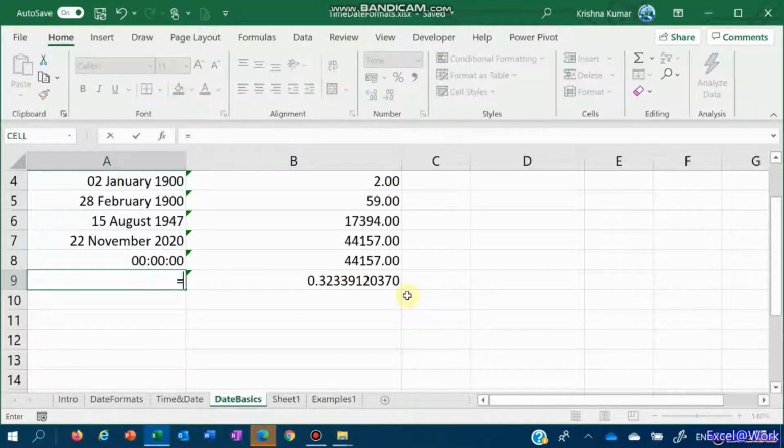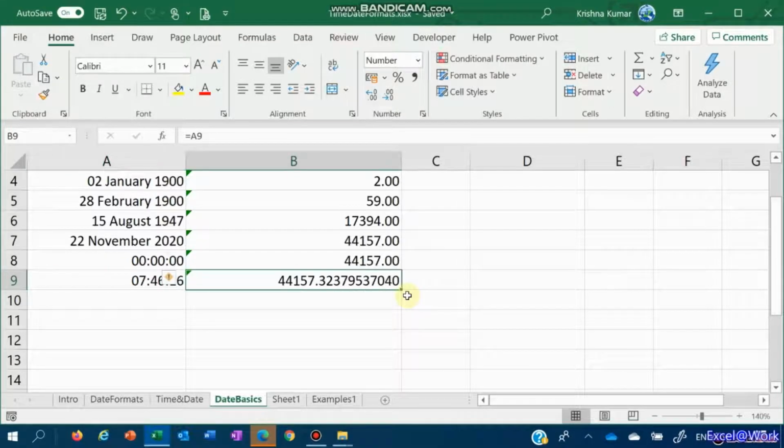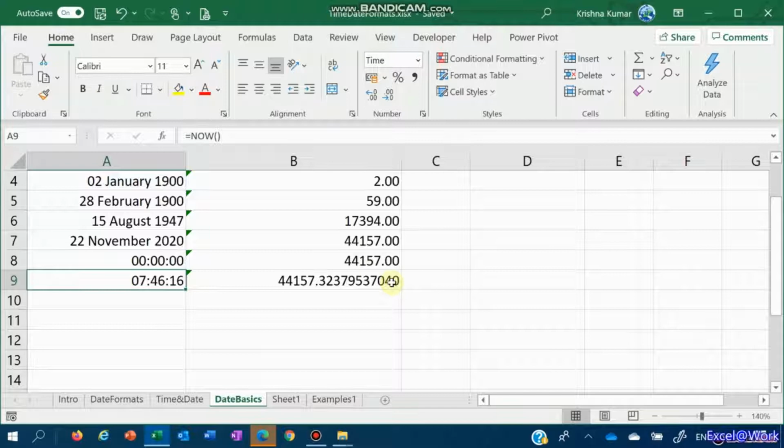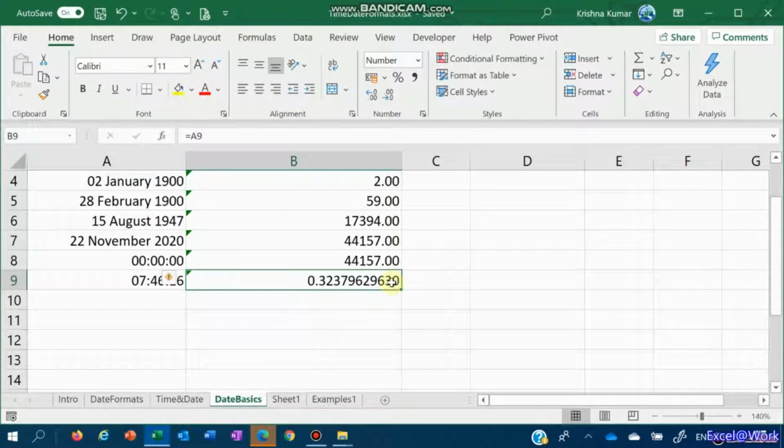If I put it now, this gives me the integer portion is the date and the decimal portion is the time. After all, time is but a fraction of the day. So 7:46:16. If I put this directly as a number, this doesn't mention the date here, just mentions the time here. So now the cell B9 changes to the decimal portion of it.